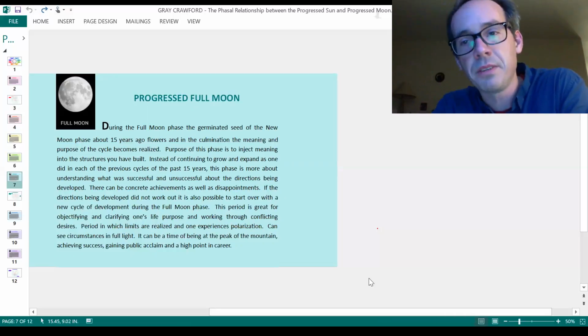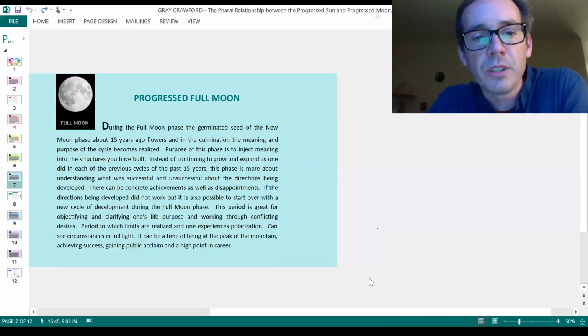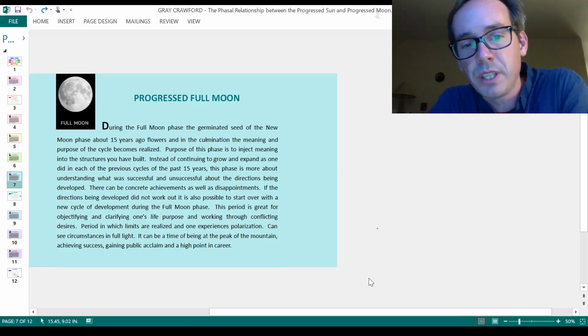This is actually the phase that I've been in recently myself. I'm going back to that first new moon that I spoke about. So during the full moon phase, the germinated seed of the new moon from 15 years ago, it's flowering. The meaning and the purpose of the cycle is becoming realized. The purpose is to inject the meaning that you're developing into all the structures you have. And instead of continuing to grow and expand, it's more about understanding what's been successful and unsuccessful.